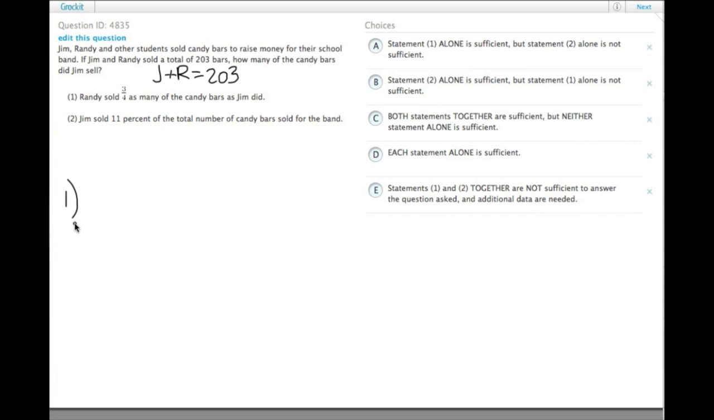Statement 1 tells us that Randy sold 3/4 as many of the candy bars as Jim did. So R equals 0.75 J. We could substitute that value for R in there. We're trying to solve for J, so we would say then J plus 0.75 J equals 203.